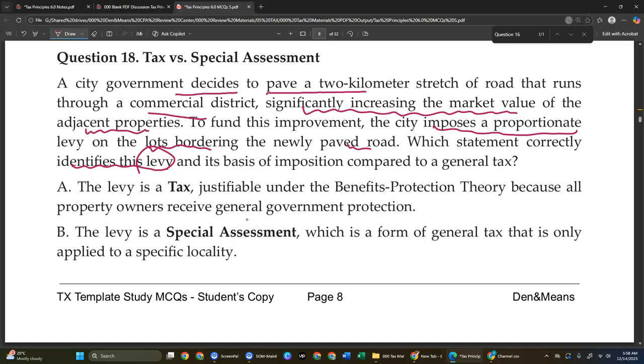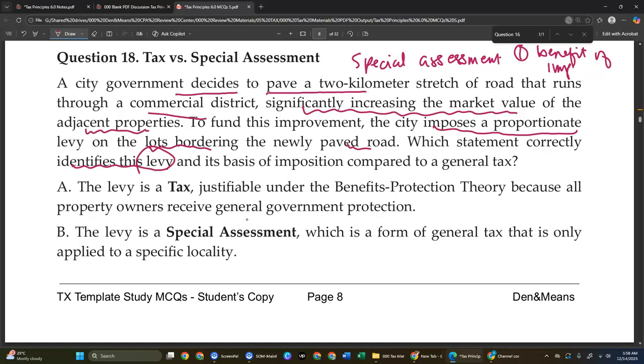So basically, this is obviously a special assessment, right? The first criterion of a special assessment is that there is a benefit from an improvement. That's the underlying reason why there is a need to raise funds, because the subjects are benefiting from the improvement made by the government. And then there is a raising of funds or an imposition.